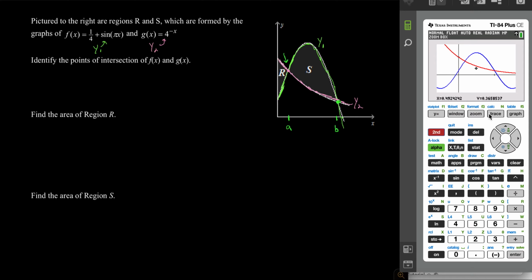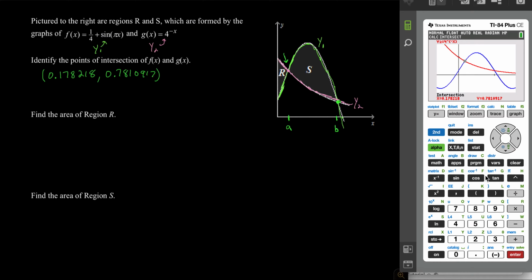All right, let's find those points of intersection. So second, calculate intersect. We got our blue curve. We got our red curve. Let's move close to the point of intersection we want to find. There it is. We hit enter. Let it tell us. So the first point of intersection is 0.178218, 0.7810917. When you're reporting the answer, you could round them if you like.